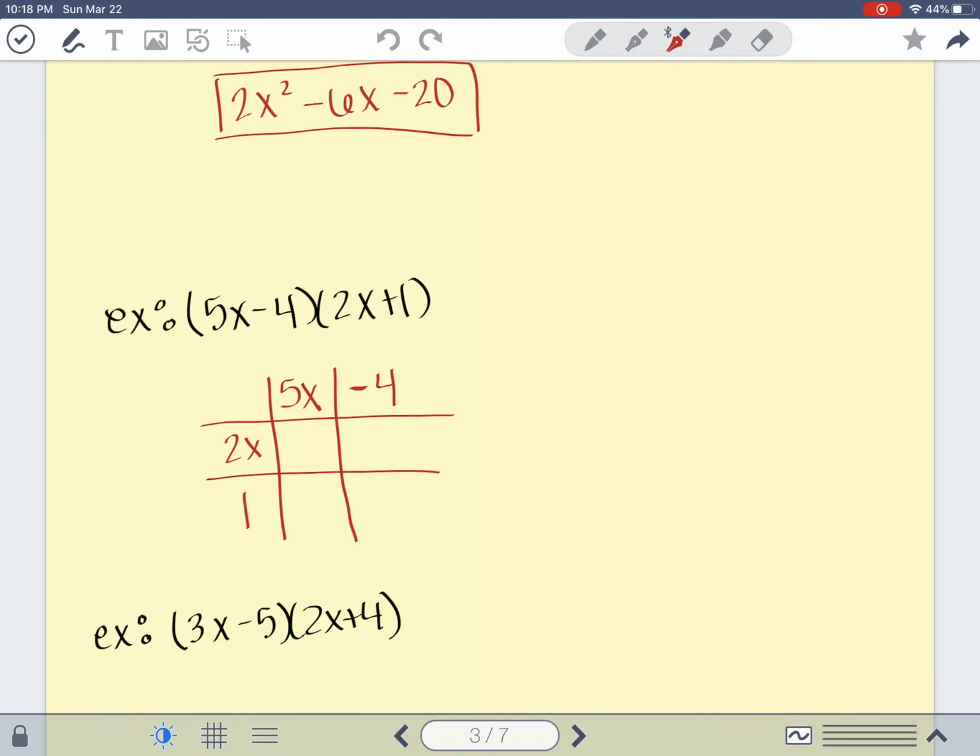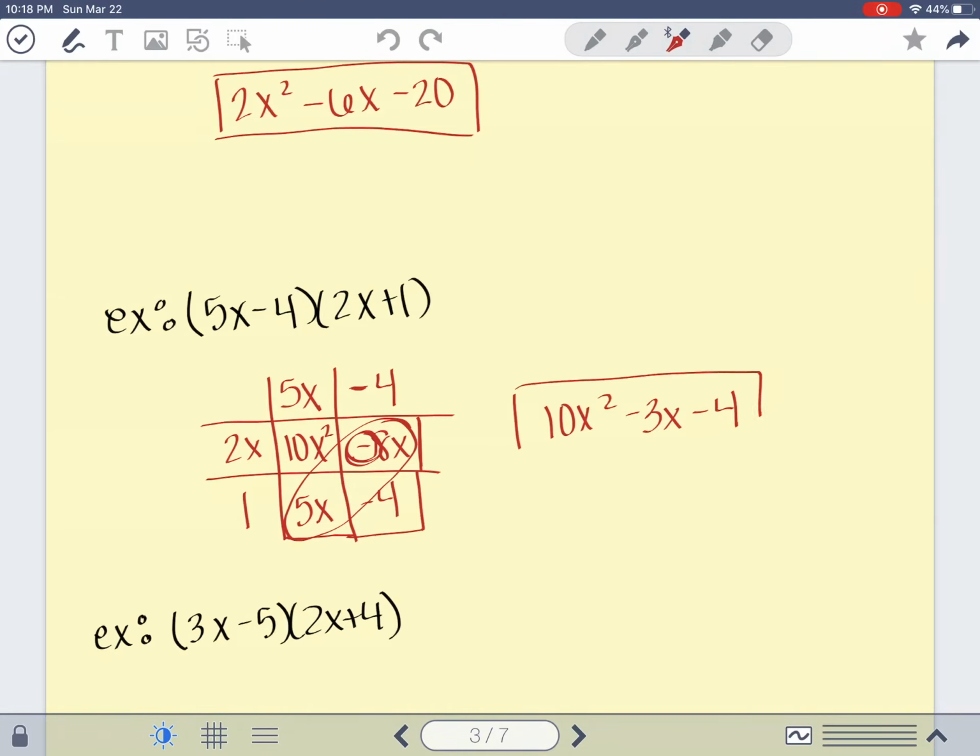All right, so in our first box, we have 5x times 2x, so we get 10x squared. Let's go ahead and go down here. So we've got 5x times 1, and we get 5x. Over here, we have 2x times a negative 4, so we get negative 8x. And then in our last box, we have 1 times a negative 4, so we get negative 4. Bringing out that 10x squared. Combine your like terms. Again, remember that this is a negative here, so negative 8x plus 5x. So we get negative 3x and then minus 4.